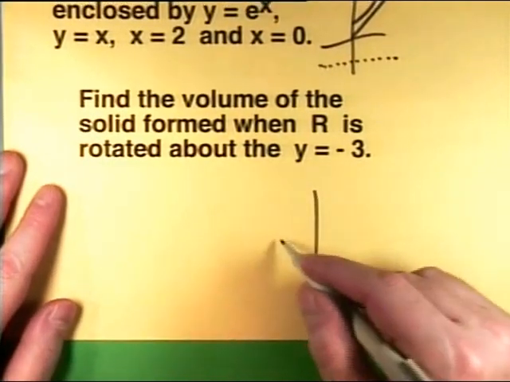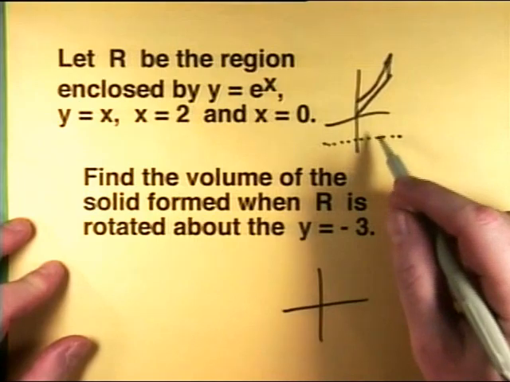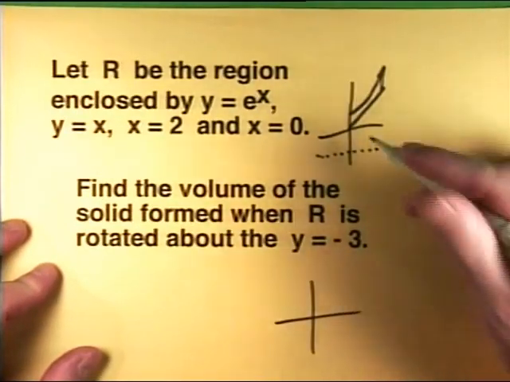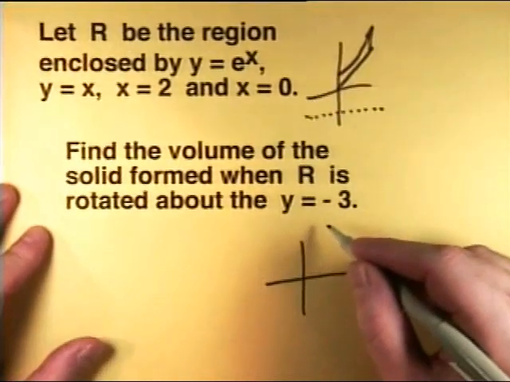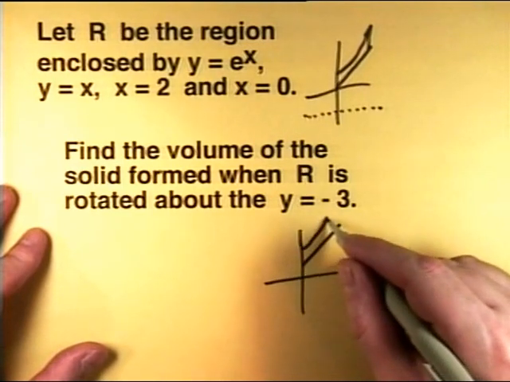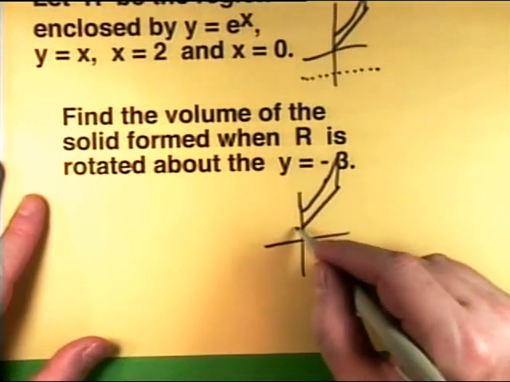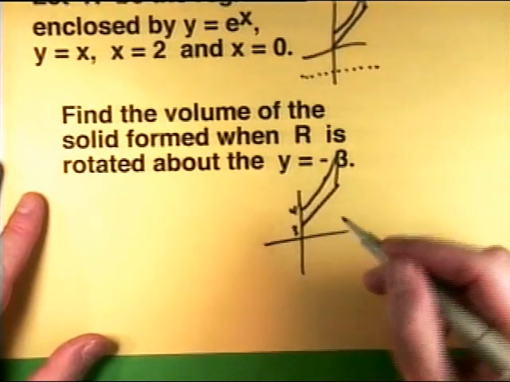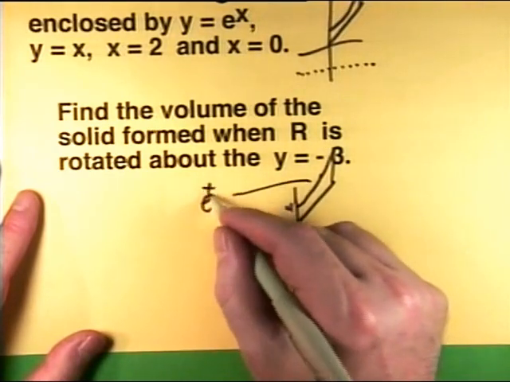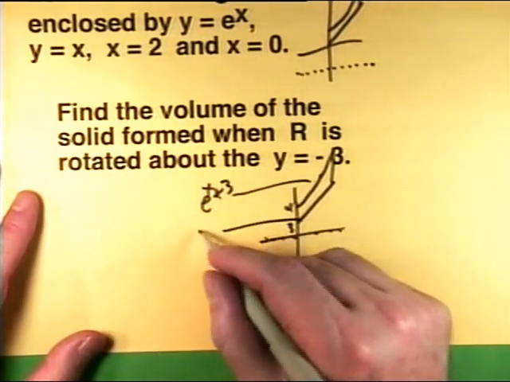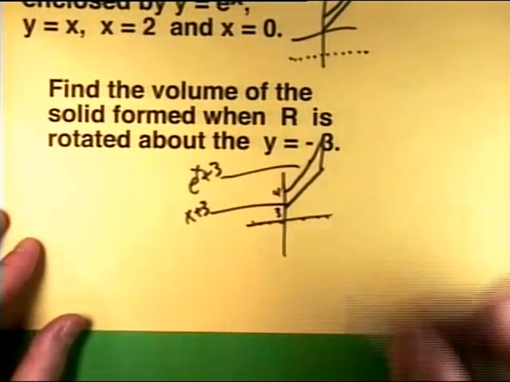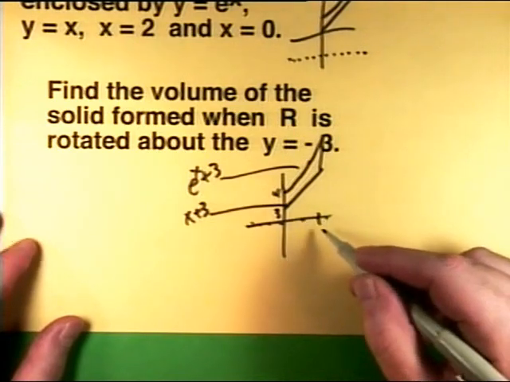Right. See, what they do is they like to always rotate about the x or y axis, so they just create new functions. They'll shift this whole thing up 3. In effect, it'll be the exact same region. So it'll look like this, where this is 3 and this is 4, and now you're rotating about the x-axis. And this new function is e to the x plus 3, and this bottom function is just x plus 3, right? Okay, so now you know that this is 2.